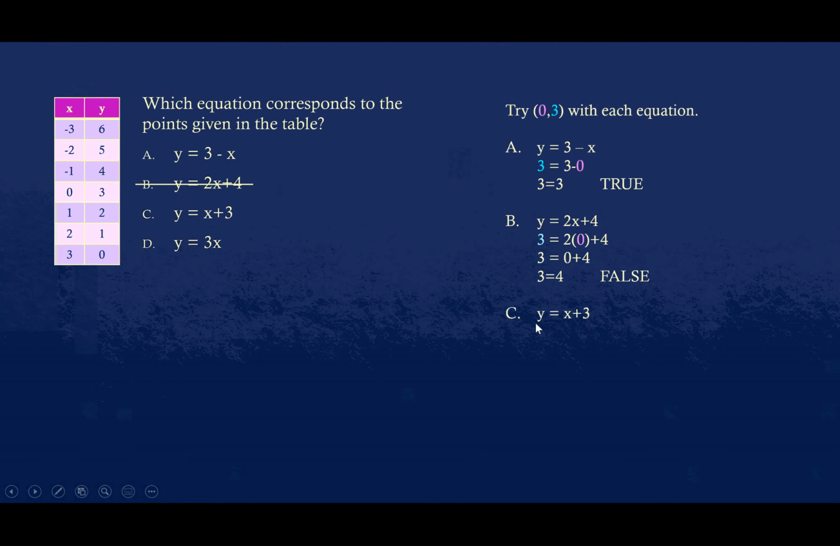Next, we look at C, y equals 3 plus x. We replace our values again and simplify, and we get a true statement. So C might also be the correct answer. Let's look at option D. Plugging in the coordinates y equals 3 and x equals 0. Then simplifying, we know 3 times 0 is 0, so we get a false statement, 3 equals 0. So we can eliminate D also from our list of possibilities.